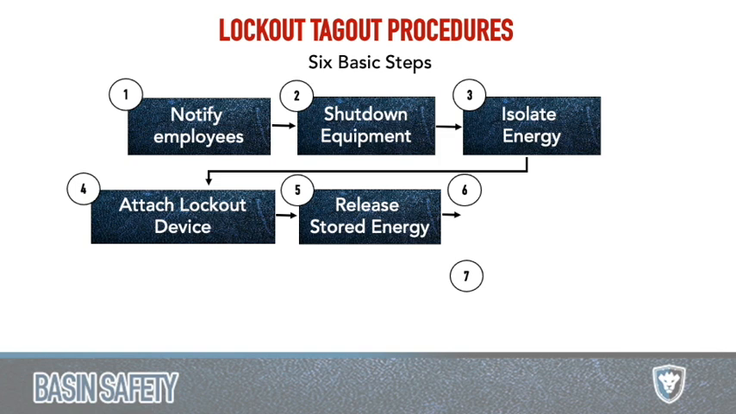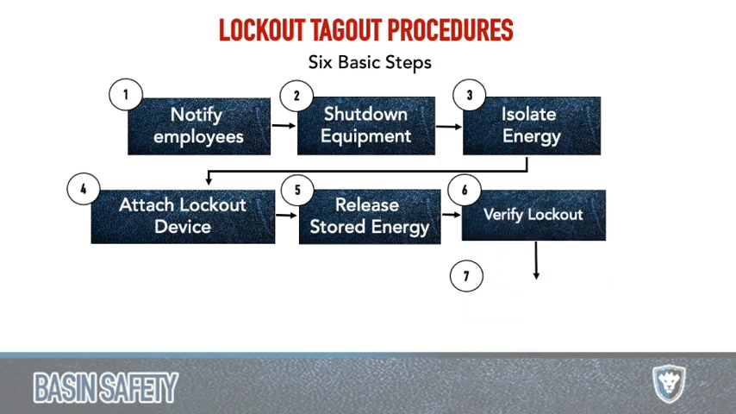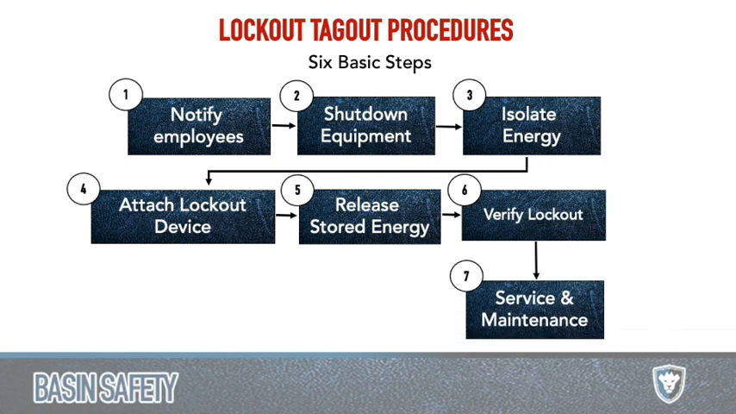Then we release stored energy, typically done by trying to turn it on or bleeding it off, whatever we have to do. Maybe there's a half a revolution left in a fan blade, or some electricity left in there. Then we're going to release that. Verify the lockout. I'm like a double, triple try guy where you keep testing it just to make sure nothing's getting through. Basically, you try to turn the thing on at that point. And then lastly, you perform service and maintenance. So those are the 7 steps of a lockout tagout process.